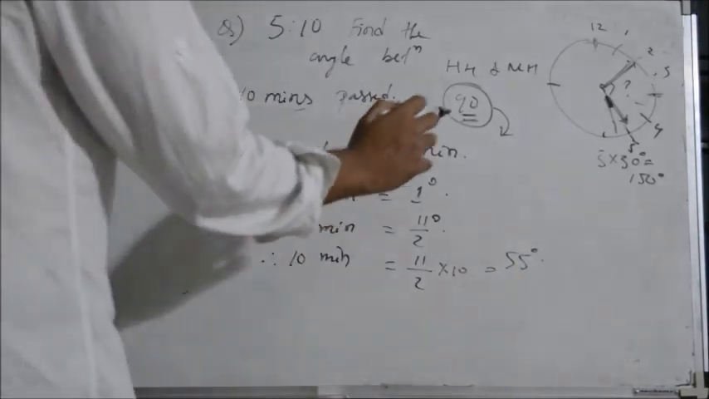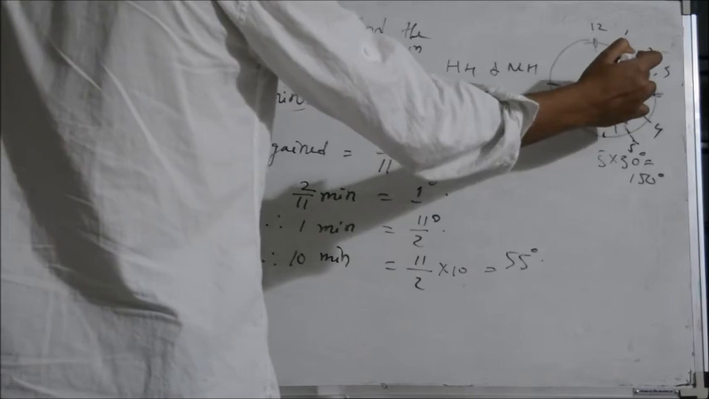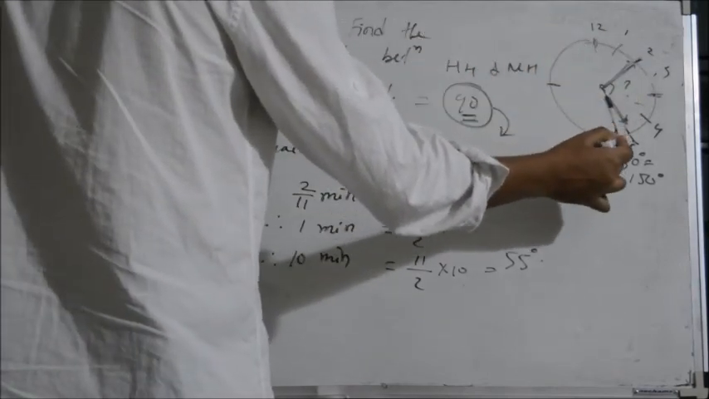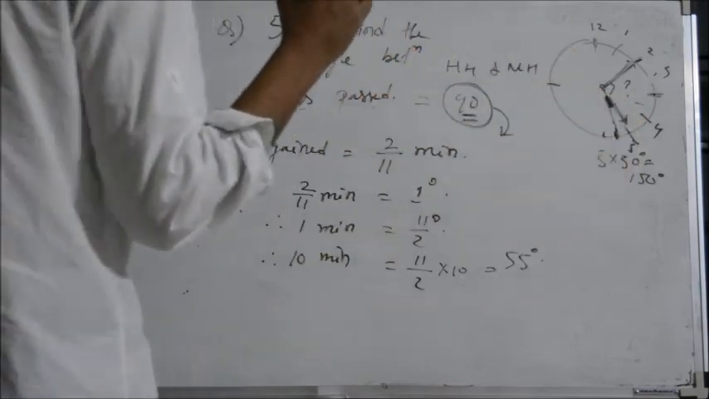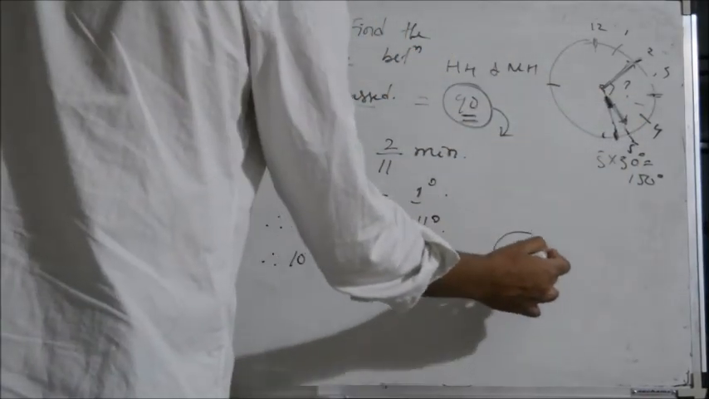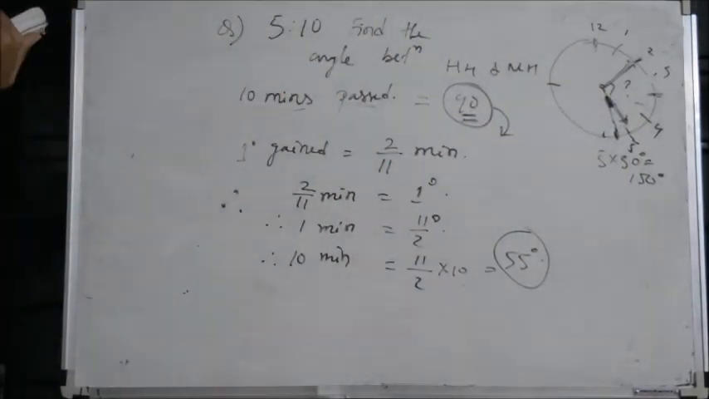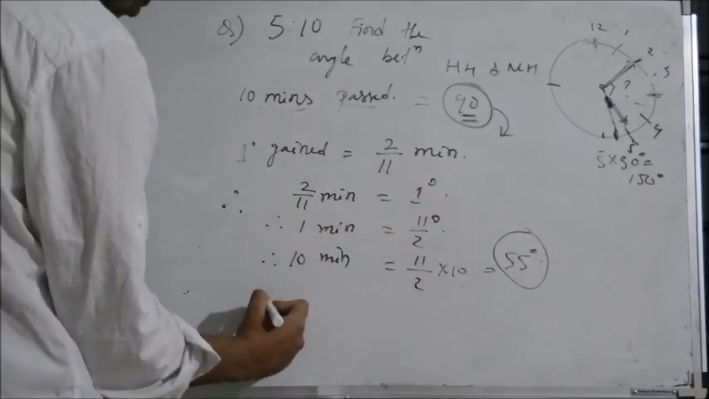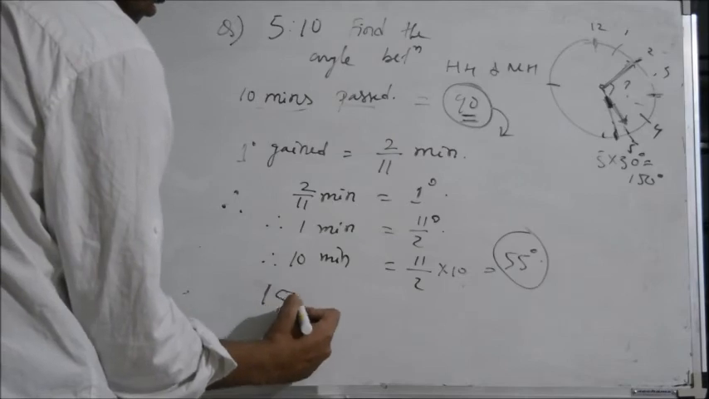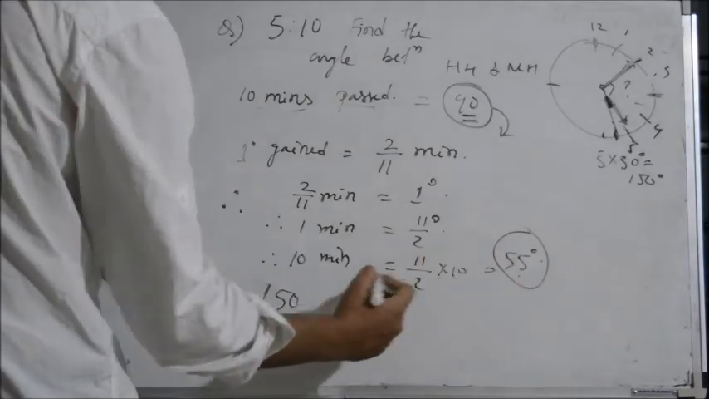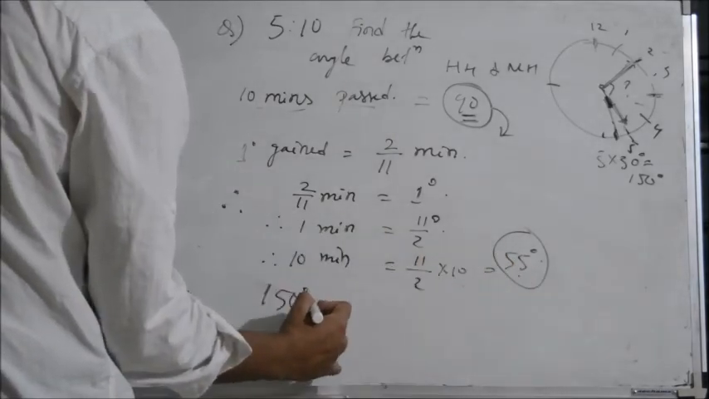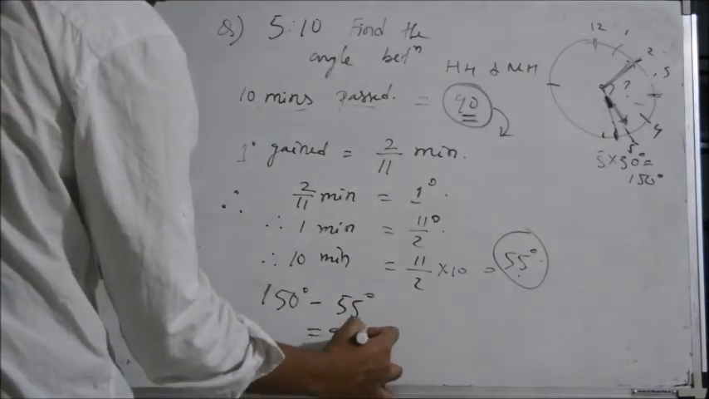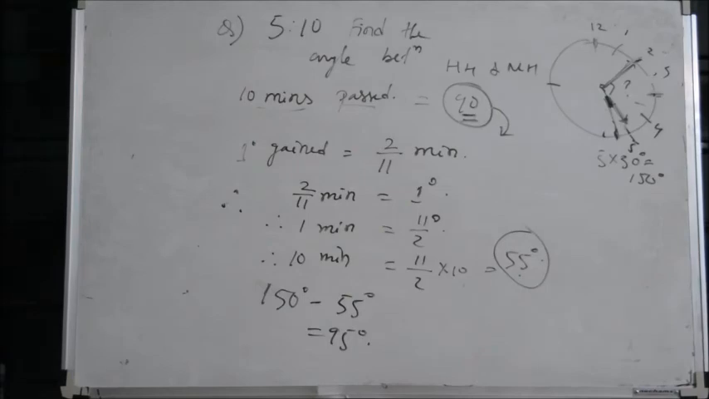Now this, which is supposed to be 60 degrees, is not 60 degrees because the hour hand is moving. This is the relative speed of the minute hand. Therefore, what will be the exact degree? It will be 150 degrees. In 10 minutes, it is 55 degrees. So 150 degrees minus 55 degrees, which is equal to 95 degrees. I will tell you why we are subtracting 55 degrees.